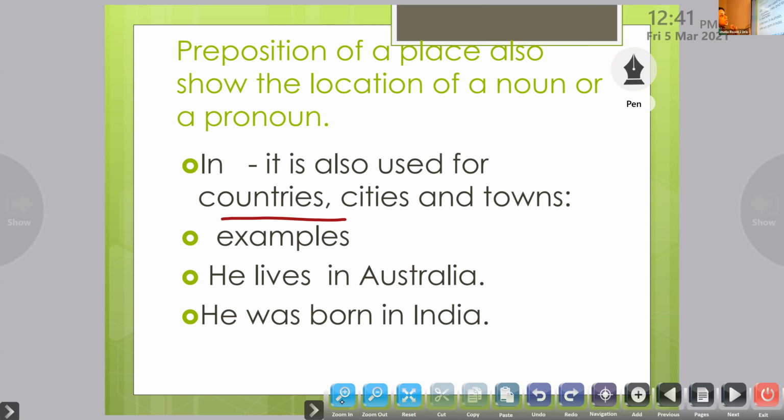Have you understood? So preposition of place tells us the position and also the location of a noun or a pronoun. So that is all about the preposition of place. It tells us two things: one is the location and the other one is the position. Under that we have learned all these prepositions.